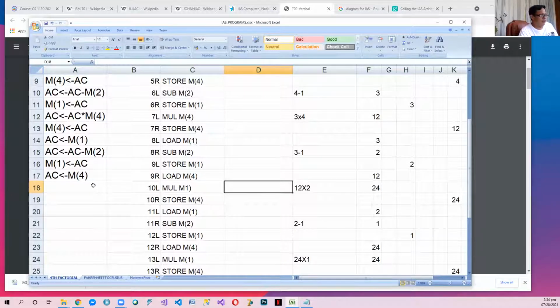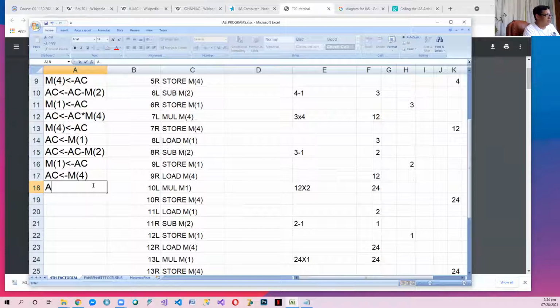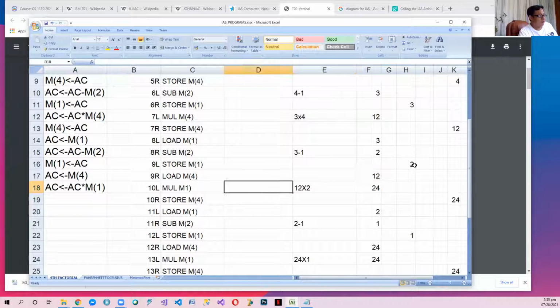So AC receives M4. So now AC becomes 12. And then we mul M1. So AC receives AC times M of 1. What is M of 1? Our next multiplier, which is 2. So we'll have 2. 12 times 4 becomes 24. And then we store M4.